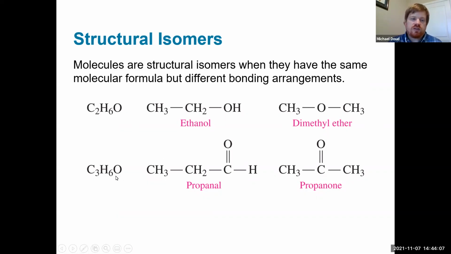Now, that can also happen, for example, with aldehydes and ketones. If you take the formula C3H6O, that could represent propanal, the 3-carbon aldehyde, or it could be propanone, which is better known as acetone. Again, both of these have the same molecular formula, yet they would have different properties because we have an aldehyde and a ketone. This aldehyde could be oxidized to a carboxylic acid, whereas this ketone could never do that.